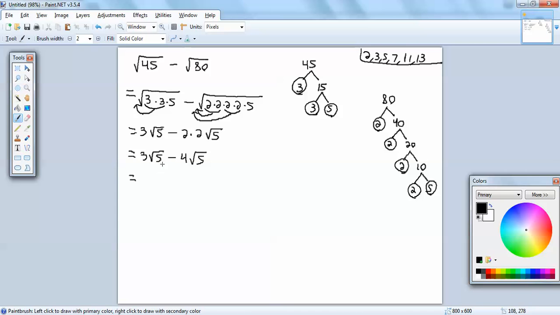Now after I simplify the radicals, notice that the radicals are the same. They're both square root of 5. If you're adding and subtracting and your radicals are the same, you add or subtract the numbers in front of them. 3 minus 4 is a negative 1 square root of 5, or just simply negative square root of 5.